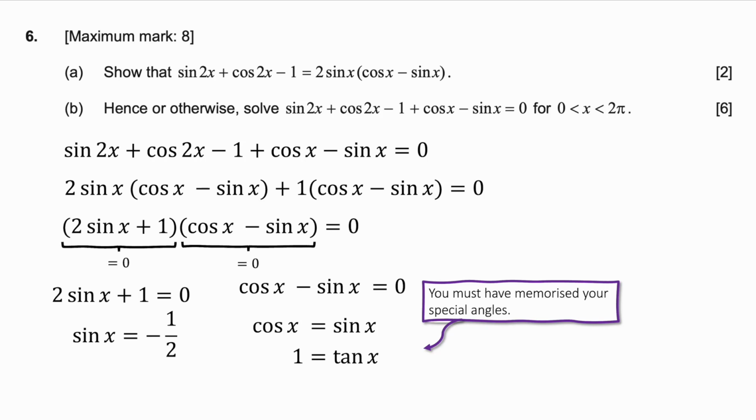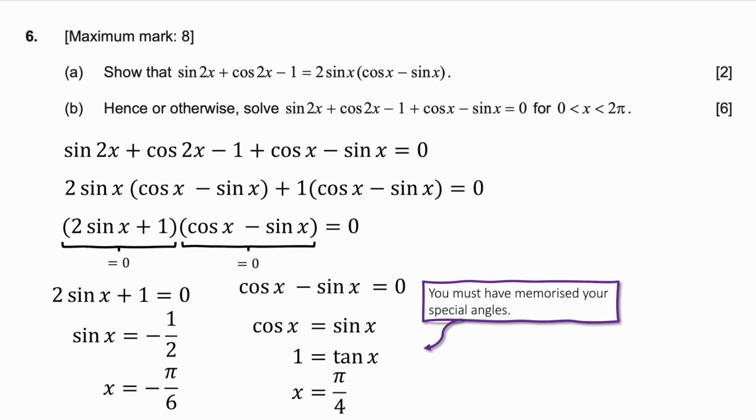And for this, you must have memorized your special angles, because we have to solve these now without a calculator. And so for sin of x equals minus a half, you should know that is minus pi over 6. And for 1 equals tan of x, that is x equals pi over 4. That is just knowledge of your special angles that you should have memorized before the exam. If you've not memorized that yet, you should memorize that. It is really important.